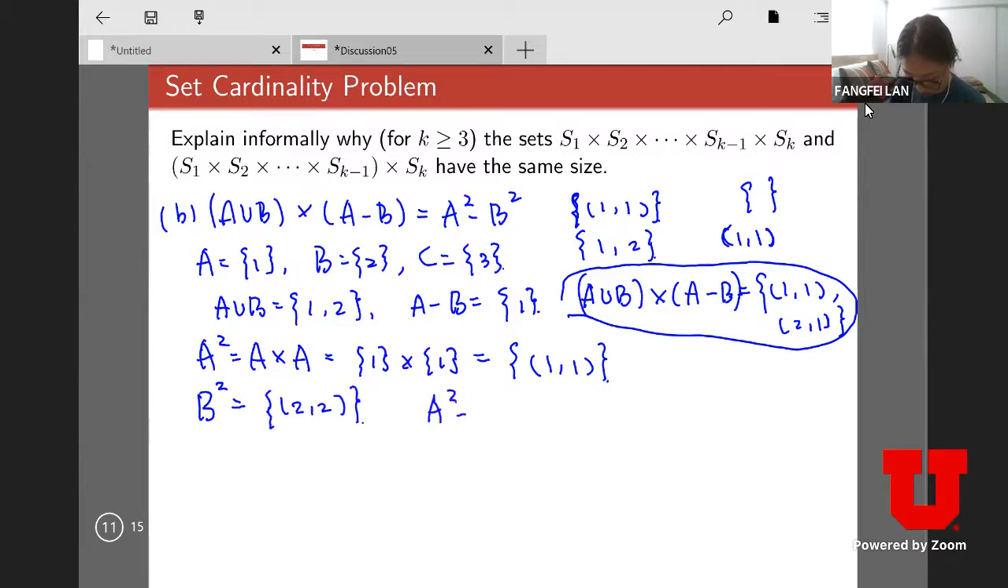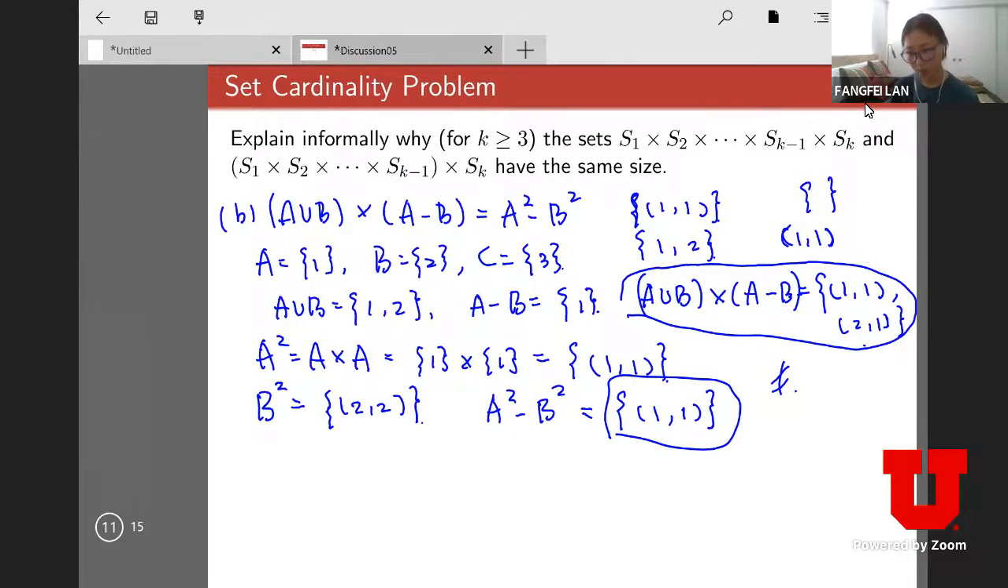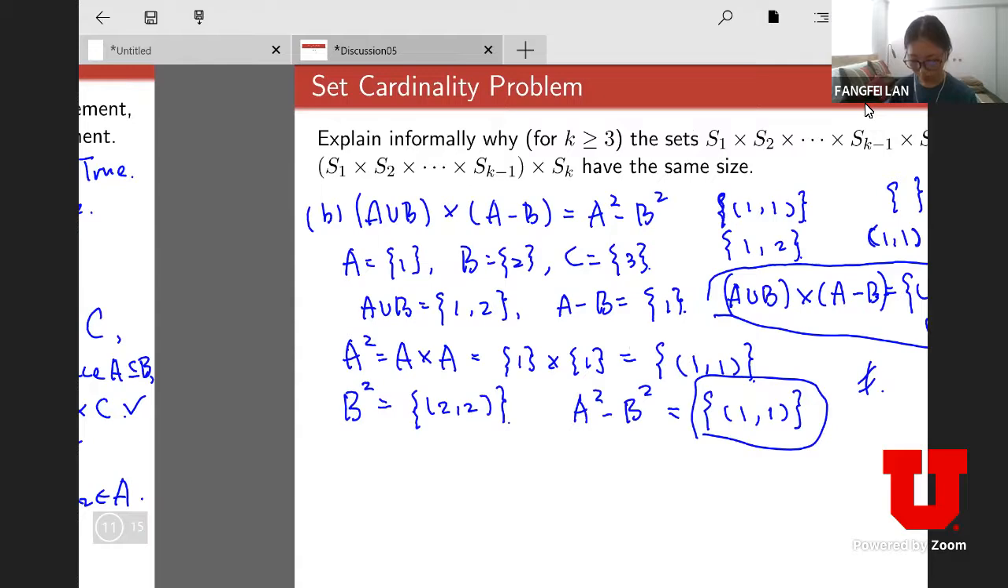So A squared minus B squared is just A squared. Right? And this is definitely not the same as the set of (1, 1) and (2, 1). They're not equal. Cool.